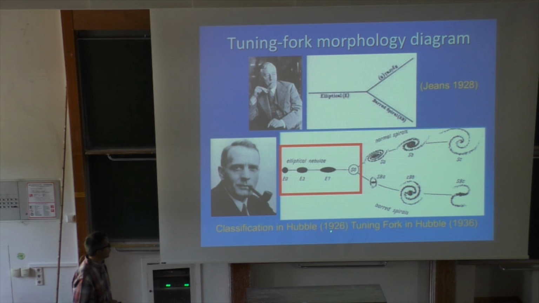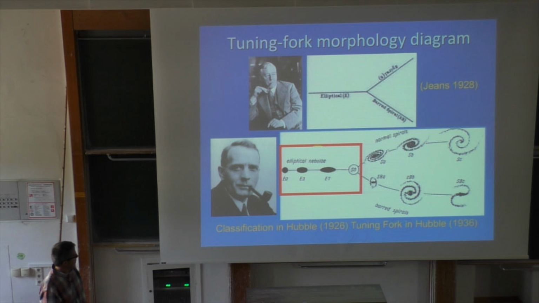Hubble introduced his classification in written form in 1926. Not many are aware that actually Jeans, in his book, was the one that first introduced the idea of using some sort of tuning fork or Y-shaped diagram to describe galaxies. By the way, luckily smoking is not as popular these days in our faculties as it was at that time.